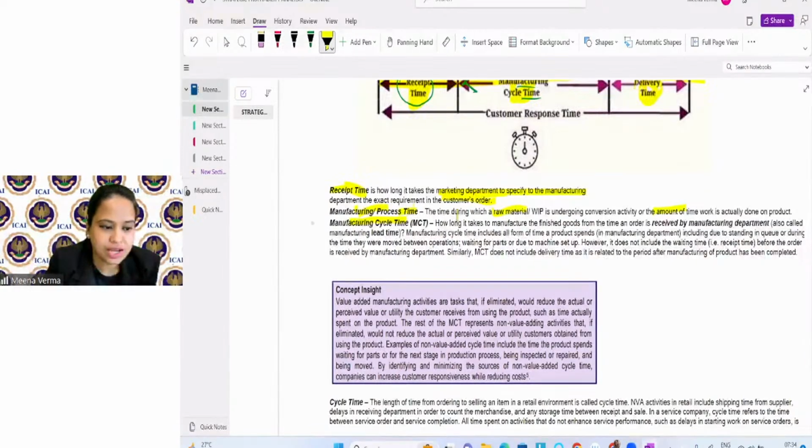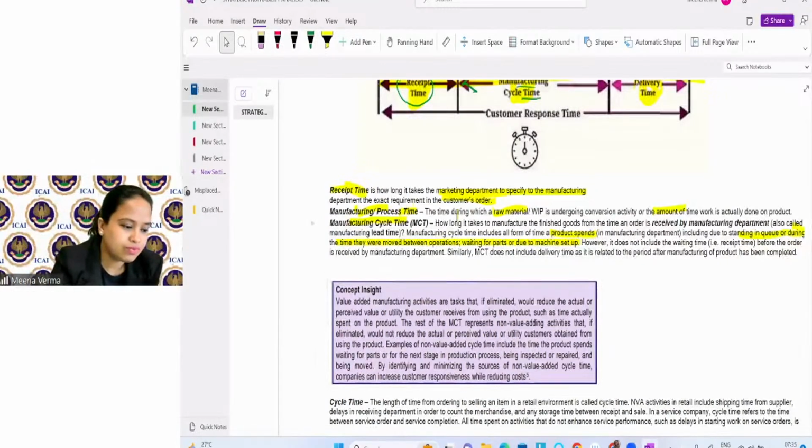Manufacturing cycle time includes all the time a product spends, including standing in queue, the time they were moved from operation to operation, waiting, part of machine setup, everything. So from the time they have received the order to the time the final product will be ready, all of that time will come under what? Manufacturing cycle time.